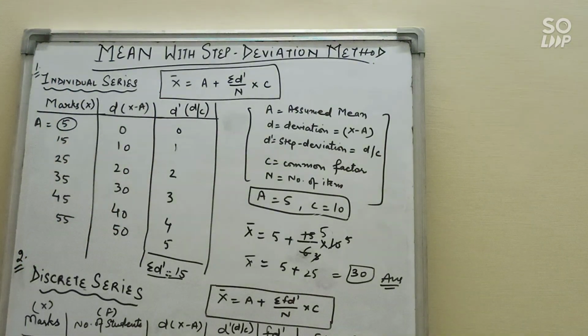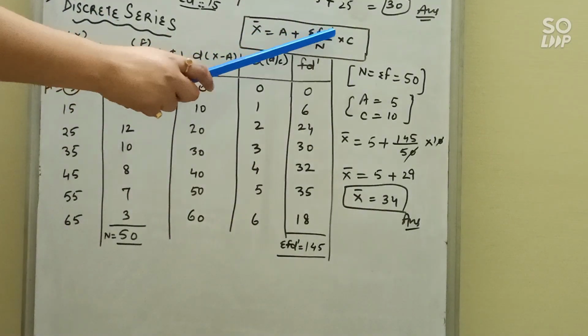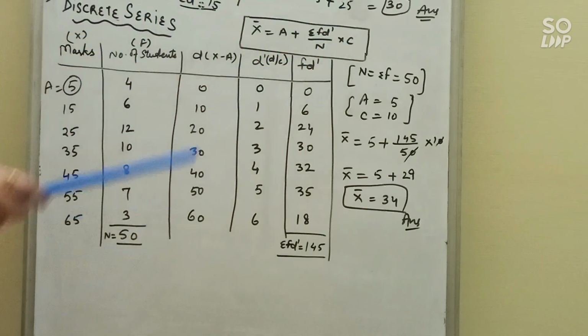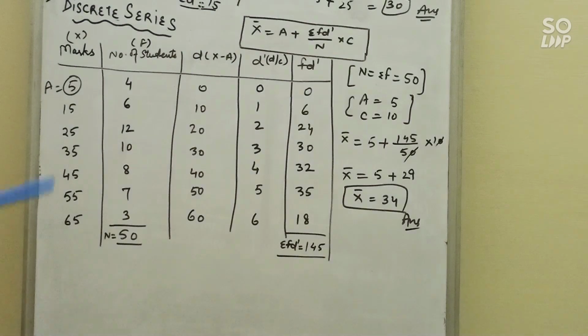Clear? Next is discrete series, and under discrete series the formula is a plus sigma f d dash upon n into c. It means the same formula, we are just going to add f, frequency. So let's take one example. I have taken marks, that is the x series, and number of students, that is f.